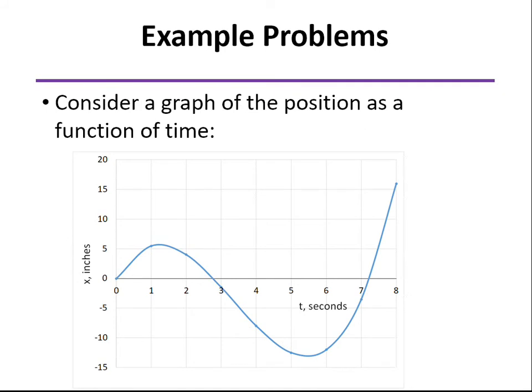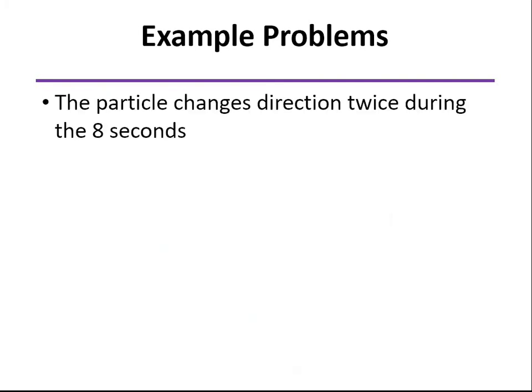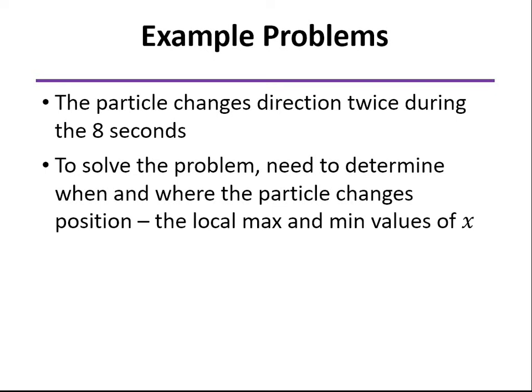In this case, a little over 1 second, this particle goes from moving in the positive x direction, starts moving back negative, and at about 5.5 seconds or so, reverses direction again. So even though the difference between the starting and ending points is 16 inches, we've traveled a lot further than that. So, how do we solve this problem? Well, we need to figure out the times at which the particle changes direction and the values of x at those particular points. In other words, local max and min values of x.